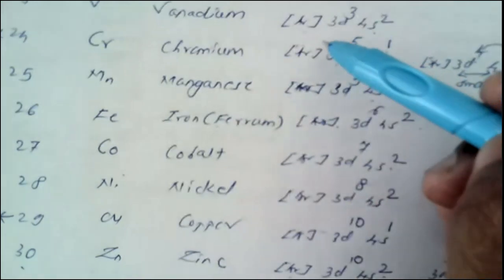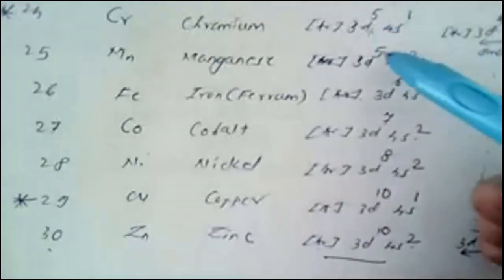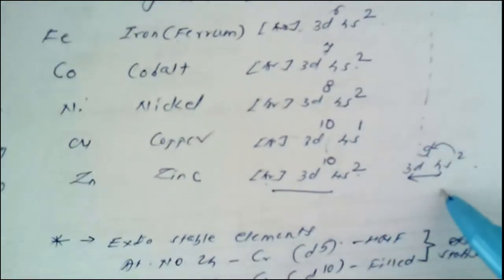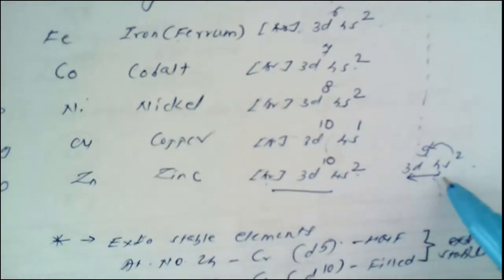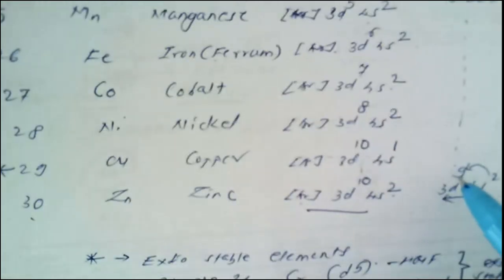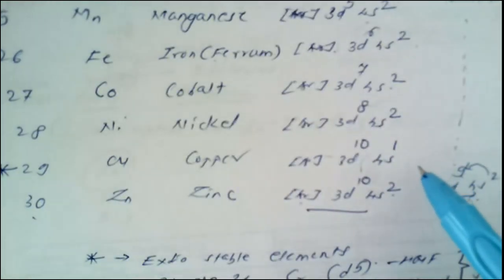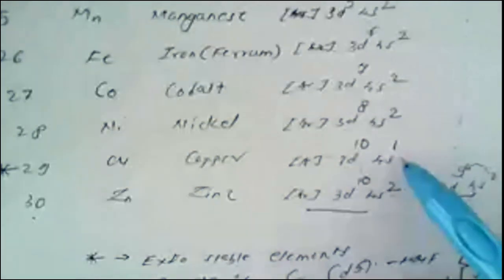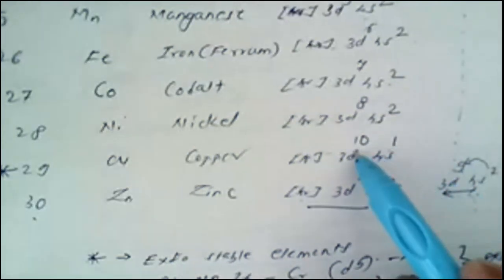Again, after chromium, the continuous filling of electrons in the 3d orbital takes place very easily. But again, at atomic number 29, the electronic configuration according to the above principle should be 3d9 and 4s2. Again, for the same reason that the 3d and 4s orbitals are very close in energy, because the energy difference or energy gap is very, very small, one of the electrons is exchanged with the 3d orbital so as to give extra stability associated with a completely filled electronic subshell.